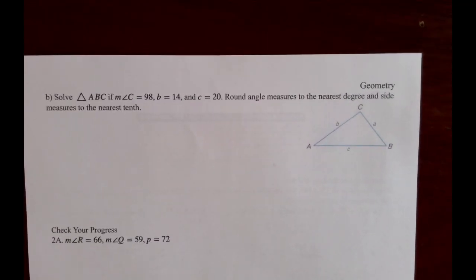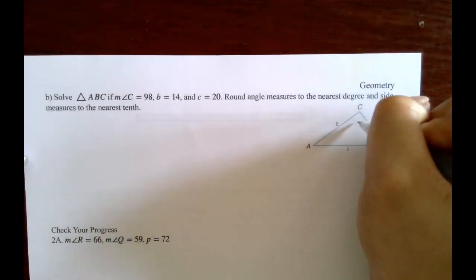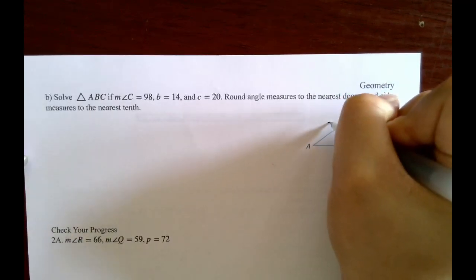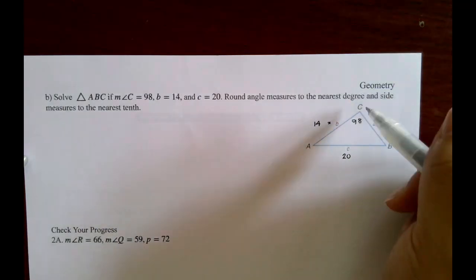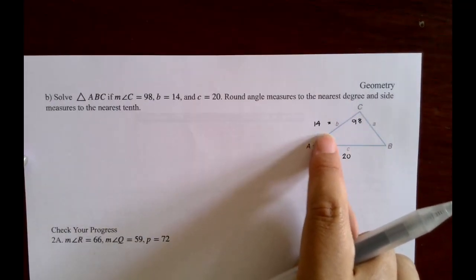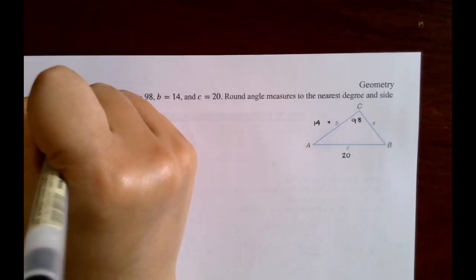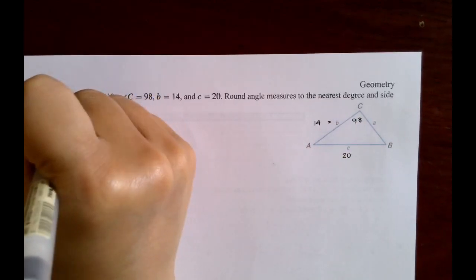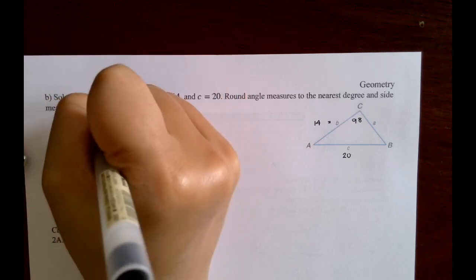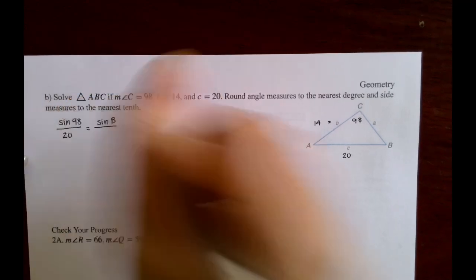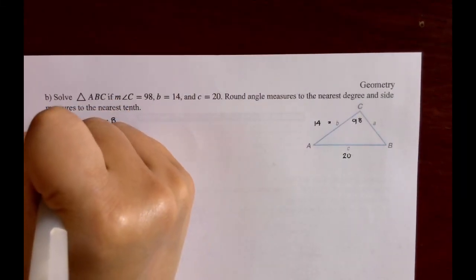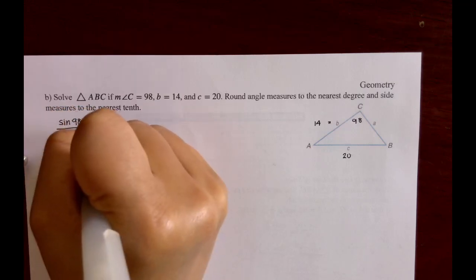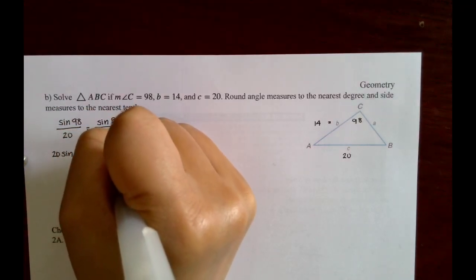So now let's do the next one before you try one on your own. Okay, so filling in what I know, angle C is 98, B is 14, C is 20. Okay, so C is my complete set. And at least we have one of B, so let's start with that. So we're going to do sine of C, sine 98 over 20, equals sine of my unknown B over 14. Okay, we're going to cross multiply, so 20 sine B equals 14 times sine 98.